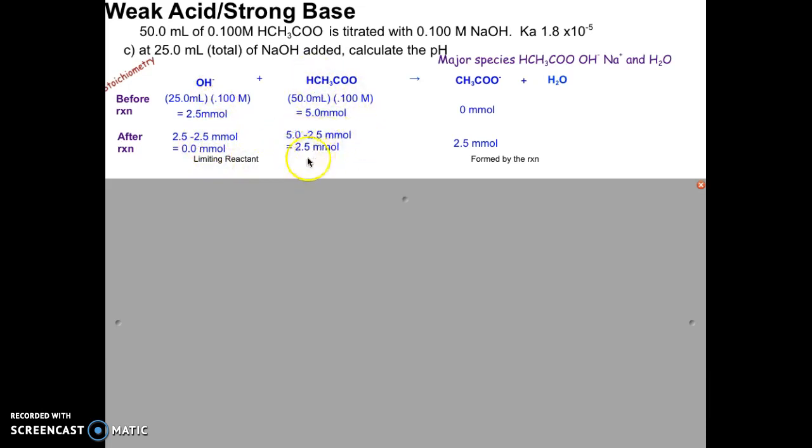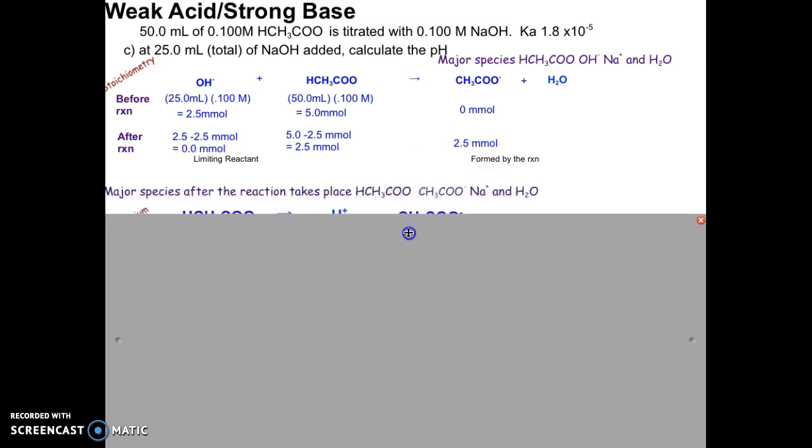And when I subtract and do this stoichiometry math, at the end I'm going to have no hydroxide left, and I'm going to have 2.5 millimoles of acid. So we're still in an acid situation. But I've also formed 2.5 millimoles of the acetate ion that's formed during the reaction, okay?